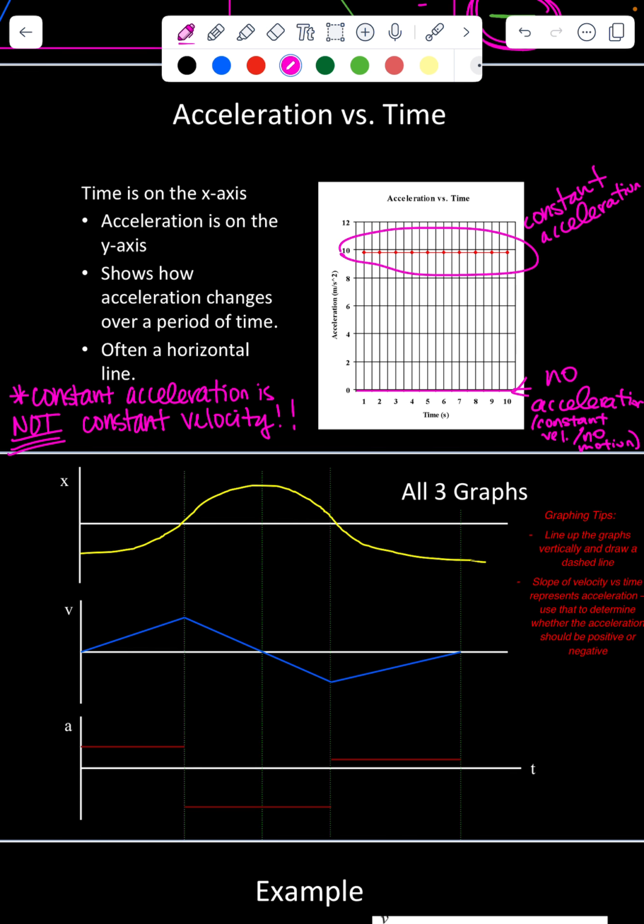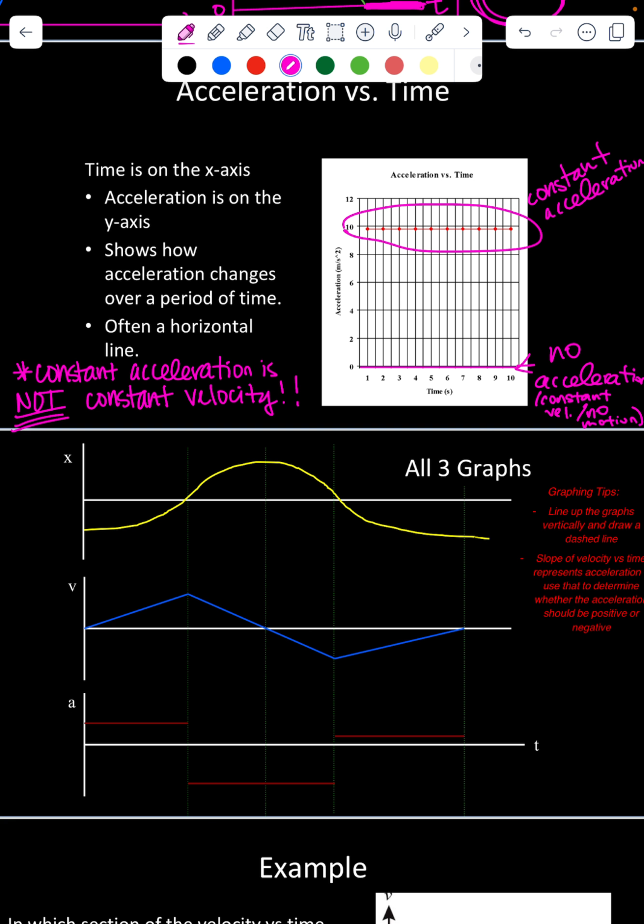I love these 3 graphs because these are what you're going to see a lot of the time. On a test or a worksheet, I'm going to give you a position versus time graph, and you're going to have to create a velocity versus time graph or an acceleration versus time graph, or I will give you the velocity versus time graph and you will have to create a position and an acceleration versus time graph.